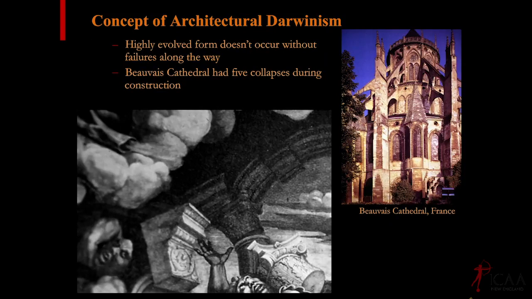So Beauvais alone had 5 documented collapses during its construction. So they're both learning from their own mistakes, and they're learning from the mistakes of their colleagues in neighboring towns and throughout northern France.